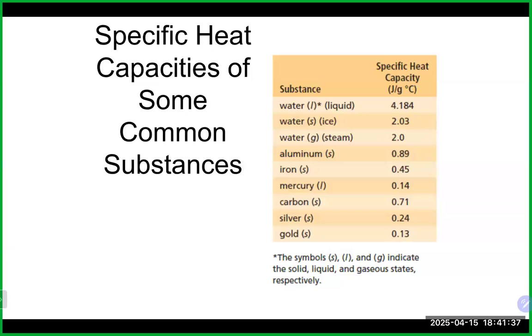Here is a table, and as you can also see, water in the ice version is 2.03 joules per gram per degree Celsius. In the steam version, it's actually 2. So it's important, if you're doing a calculation with water, that you know whether it is liquid water, steam, or ice, because they will have different specific heat capacity values. So here you can see gold has a relatively small specific heat capacity versus, again, our water, which has a relatively high specific heat capacity. All right, so why don't you try one here?